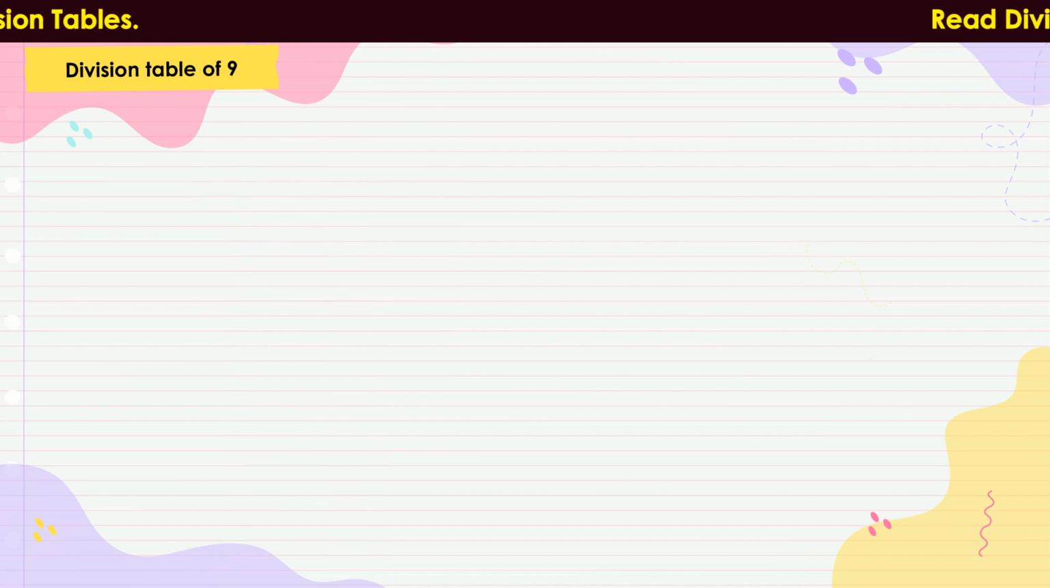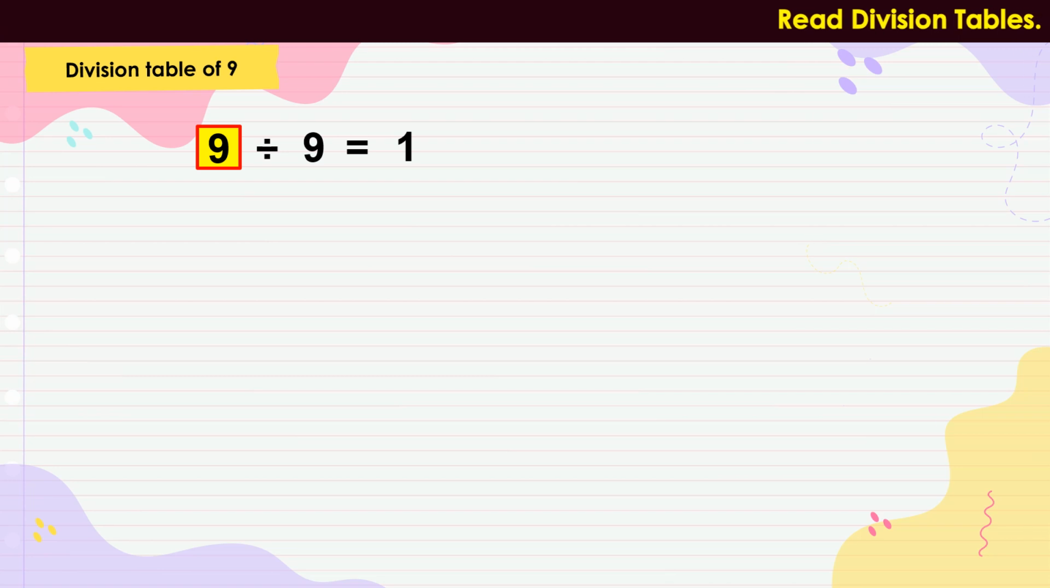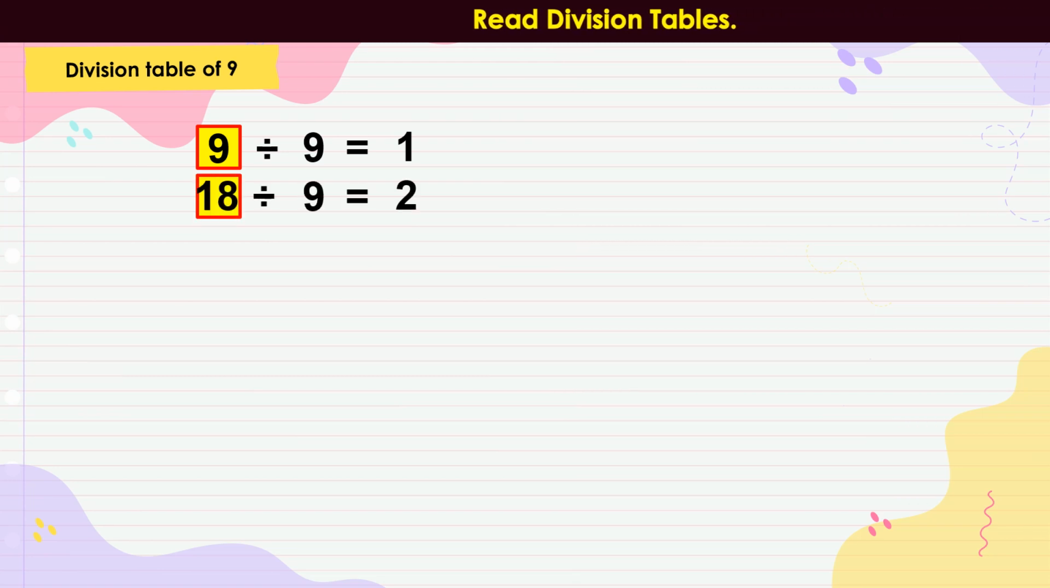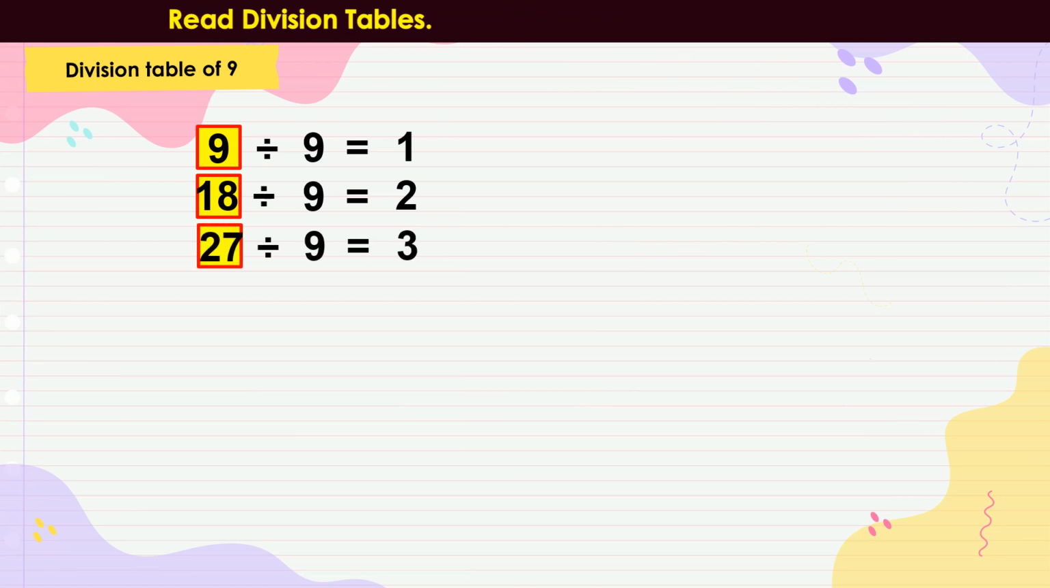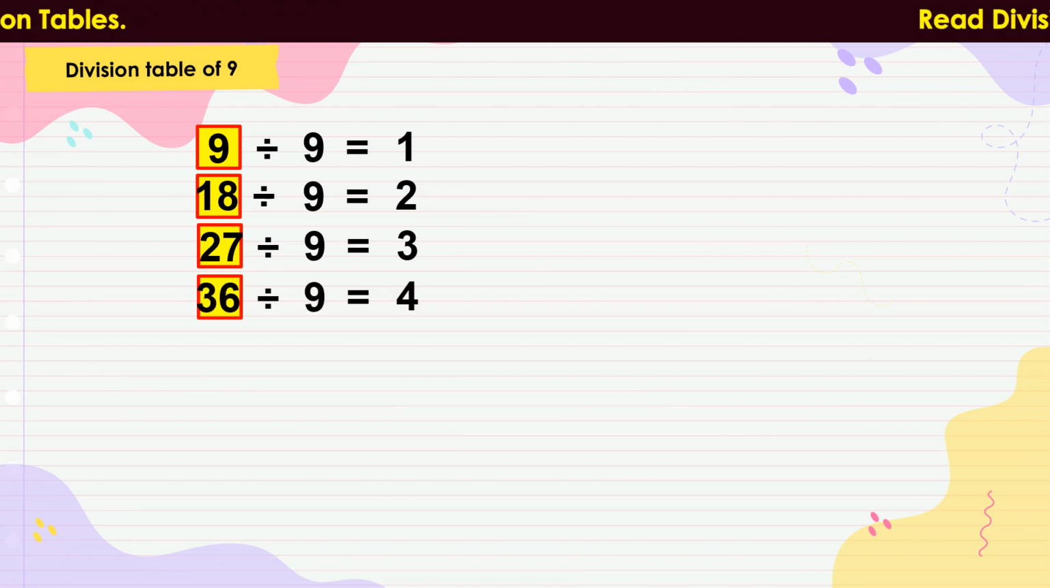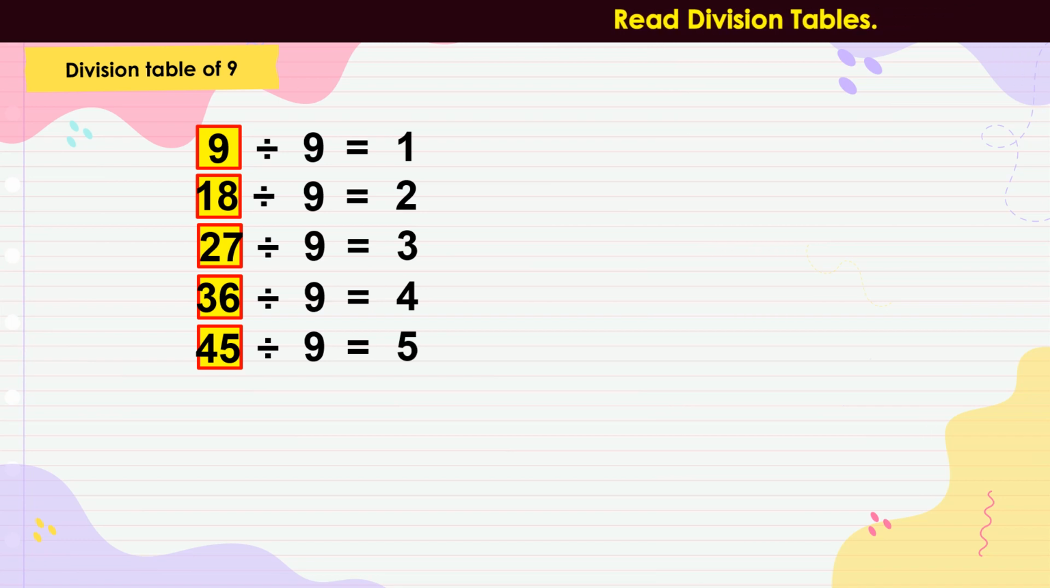Division table of 9. 9 divided by 9 is equal to 1. 18 divided by 9 is equal to 2. 27 divided by 9 is equal to 3. 36 divided by 9 is equal to 4. 45 divided by 9 is equal to 5.